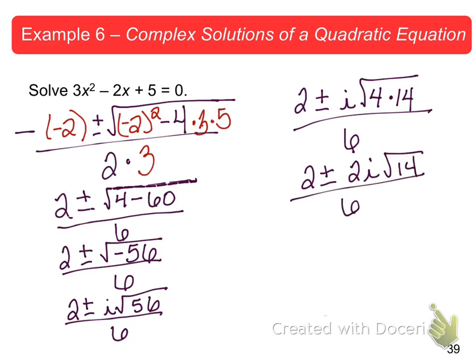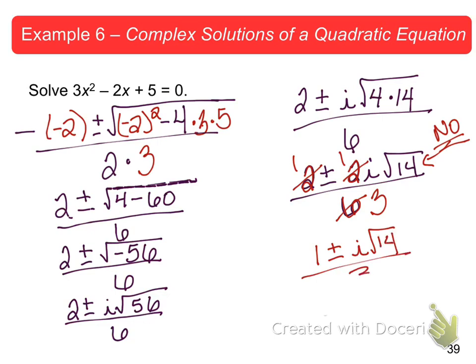Now again, I have a 2, I have a 2, and I have a 6. Can I take a 2 out of all those? It does not matter what's inside. I'm not dealing with that 14 because it's inside. I'm only dealing with those numbers on the outside. 2 goes into 2 one time. 2 goes into 2 one time. 2 goes into 6 3 times. So 1 plus or minus i times the square root of 14 over 3.